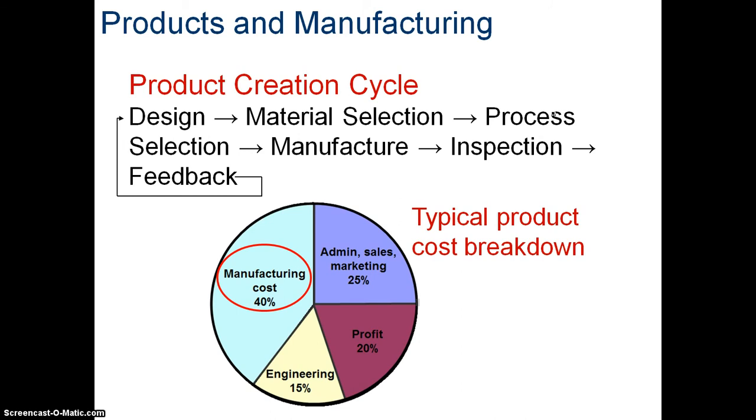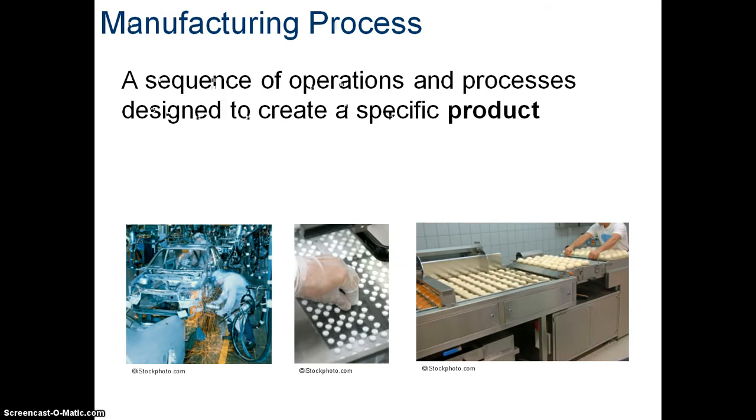Typical product cost breakdown. The pie chart shows administration, sales, and marketing at 25%, profit is 20%, engineering is 15%, and the manufacturing cost is around 40%. The manufacturing process is a sequence of operations and processes designed to create a specific product. The slide shows a car manufacturing plant, a medicine plant, and a biscuit manufacturing plant.